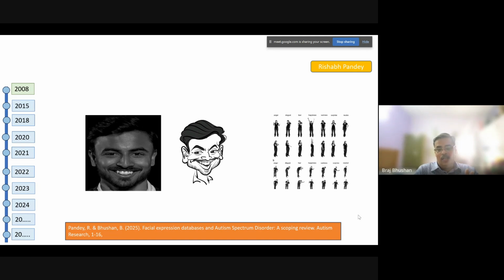So static, dynamic, with facial layers, without facial layers, and with the caricature. And on the extreme right, you see the postures associated with different kinds of emotional states. So this is the current work. We have just published one part of it, which is only analyzing different facial expression databases.